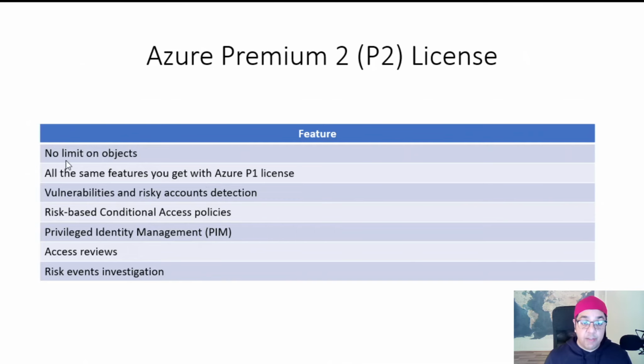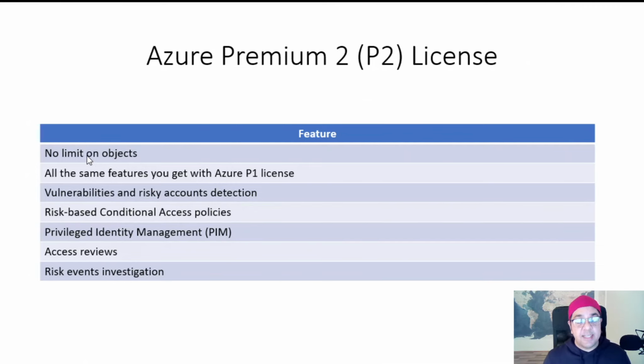So if we just have a quick look there, there's no limit on objects, the same as Azure AD Premium 1, so there's no difference there. You get all the same features with Azure AD Premium 1, but the main massive benefit for me with this enhanced P2 license is the Privileged Identity Management, or PIM as it's known in short.